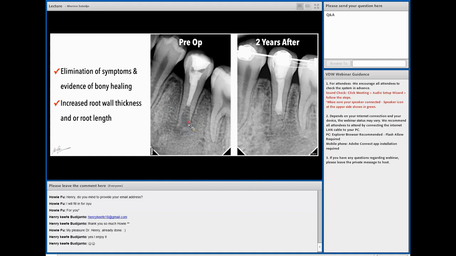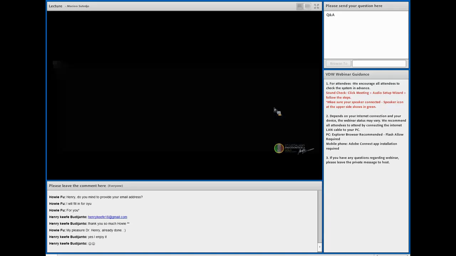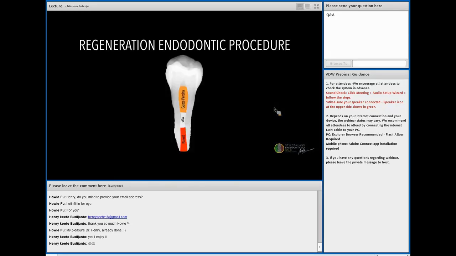As you can see here, this is the pre-op. This is a widely open apex with a thin dentin thickness in this area. After 2 years, you can see the complete full growth of the apical and the dentin thickness has increased in size. This is also another case of open apex that I've treated with regenerative endodontic process. But with this case, it's quite different. I want to make a different approach or different strategy and tactics with this case.